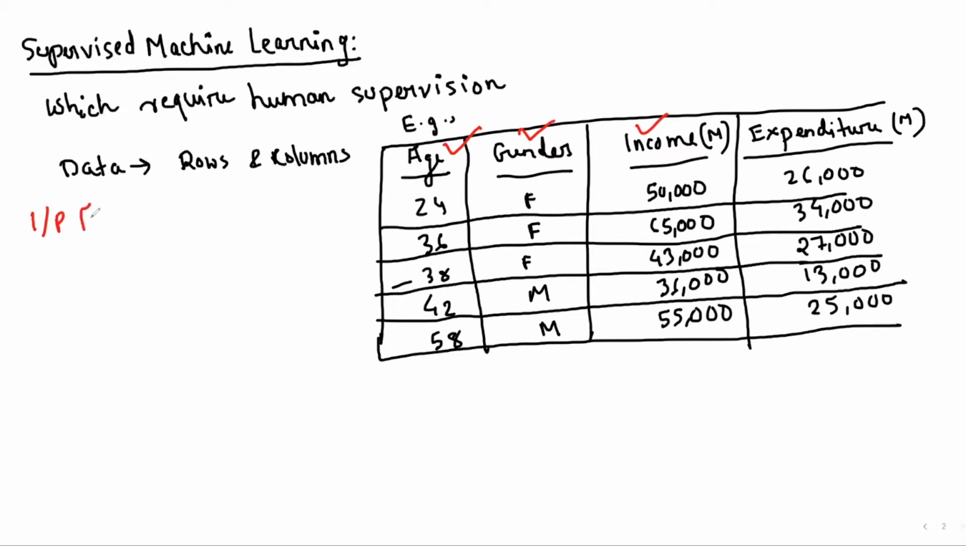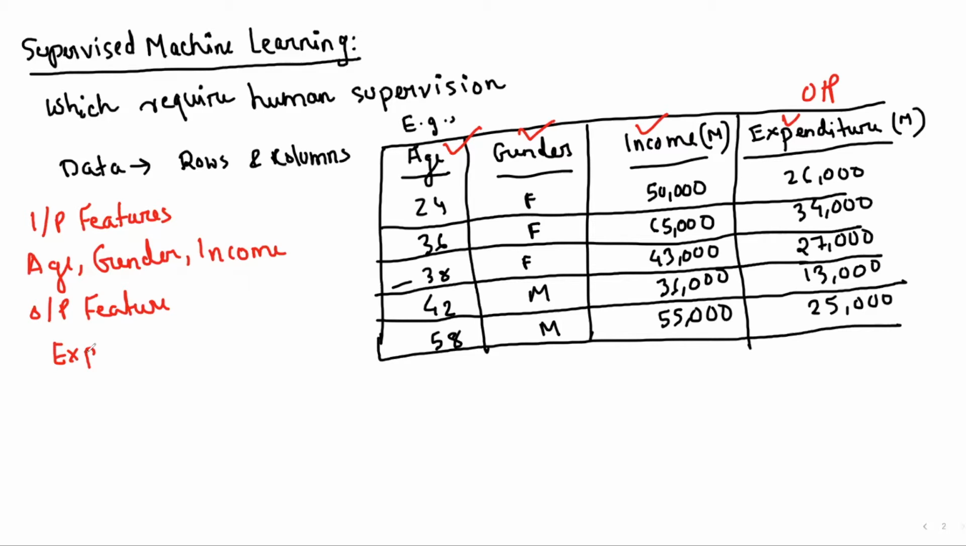So input features are age, gender, and income. And expenditure is an output feature. What does it mean? It means based on their age and their income, expenditure of the particular month for this many people is given to you.